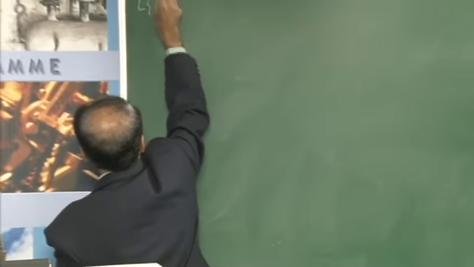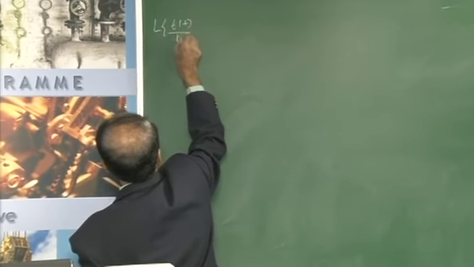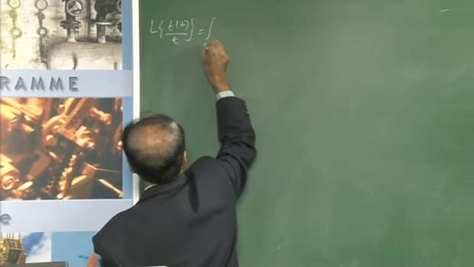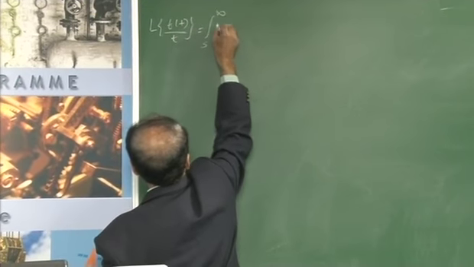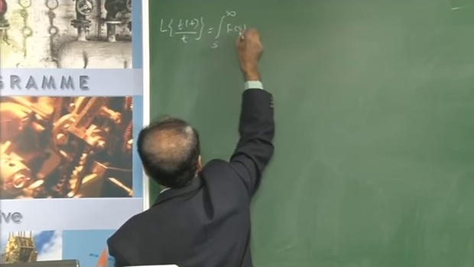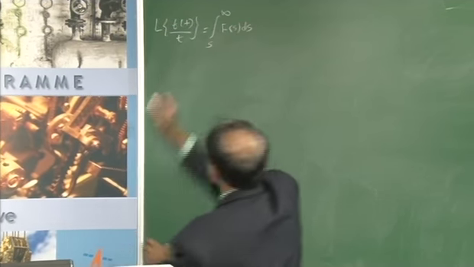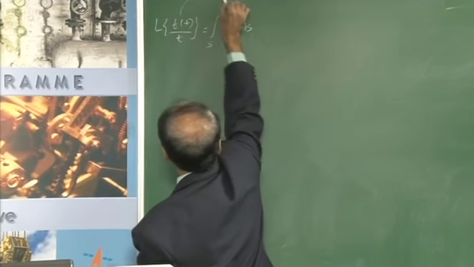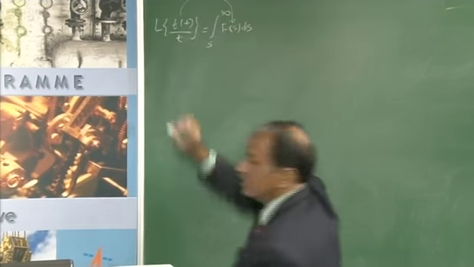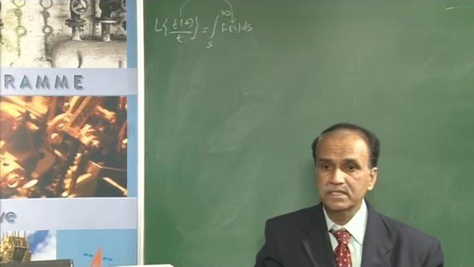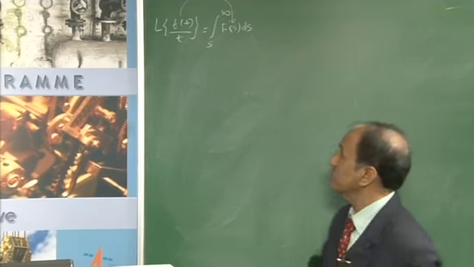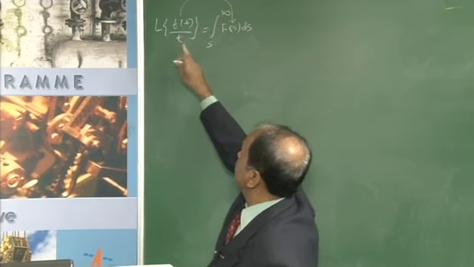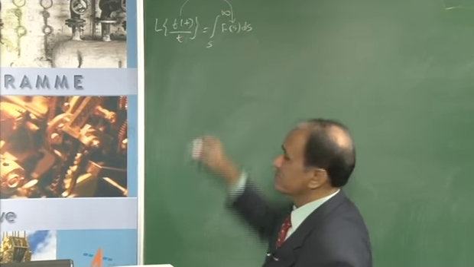Now, what is the property we studied here? L of f of t divided by t is equal to the integral from s to infinity of F of s ds. This F of s is once again obtained by applying the Laplace transform to the function. Therefore, L of f of t by t is equal to the integral from s to infinity of F of s ds.